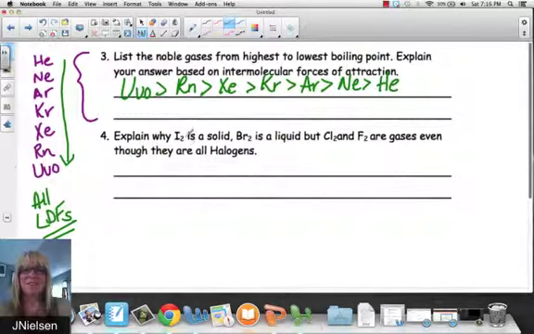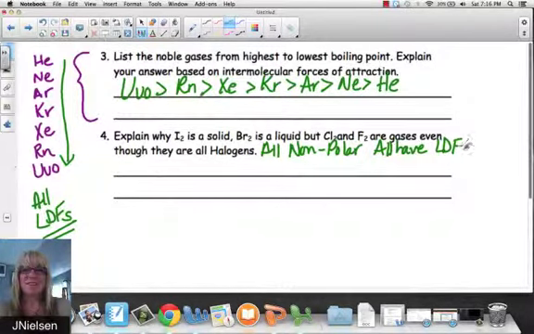Explain why I2 is a solid, Br2 is a liquid, but Cl2 and F2 are gases, even though they are all halogens. Well, they're all Brinkelhoff, so they are all nonpolar, which means that they all have LDFs. And we've been saying that if you have LDFs, the one with the greatest number of electrons is going to have the greatest forces.